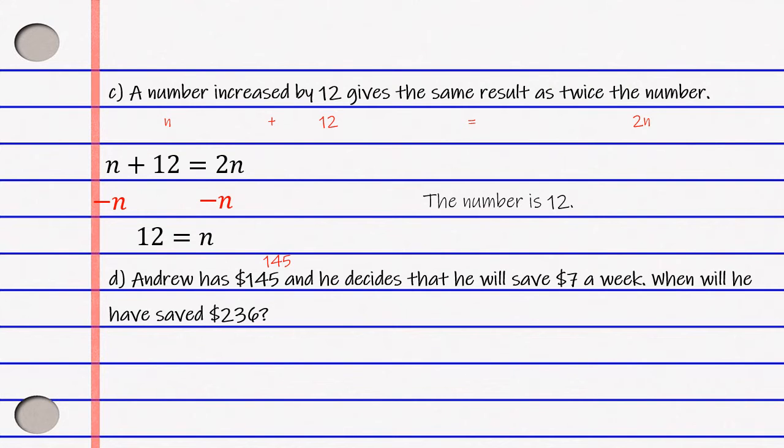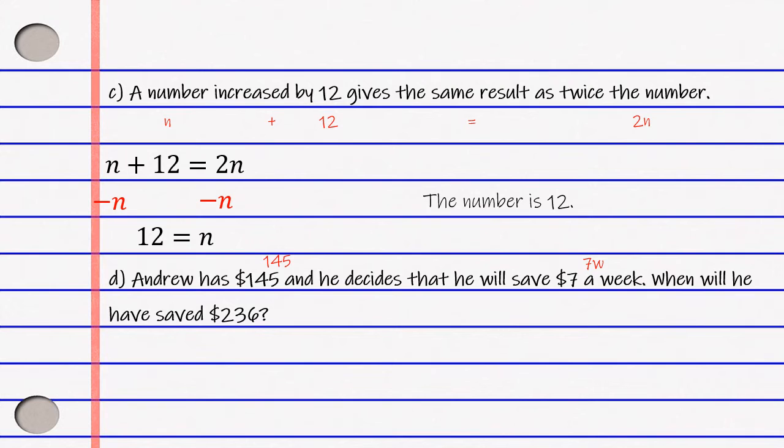He starts with $145 in his bank account. And to that, every week he adds $7. So we'll say, $7 each week. So the first week he would have saved $7. The second week he would have saved 14, 21. So we're going to do 7 times the number of weeks he's saving, because if he saves for 1 week, it would be 7 times 1. 2 weeks, it would be 7 times 2. 3 weeks, 7 times 3.